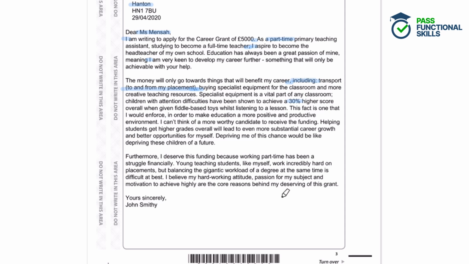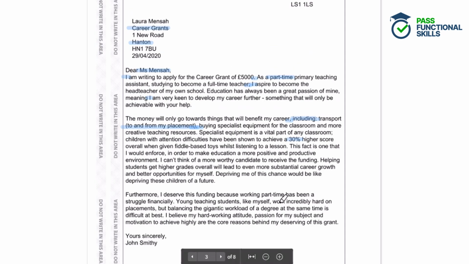So overall, the use of punctuation is generally quite good, and the student would get quite high marks for this answer, but they have tried to be a little bit too ambitious, and they've tried to use pieces of punctuation that they're not quite sure how to use. So make sure that you're not doing that in your answers.